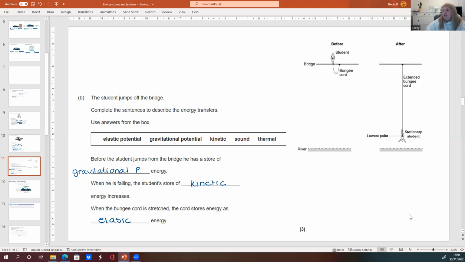So the point the student gets to that stationary point, that lowest point, we've got this extended bungee cord. It's got that elastic store of energy, because then what will happen is that elastic store will convert back to kinetic store, and that student will rise back up. If that was me, there'd probably be a lot of sound energy as well, as I was screaming on my way down.